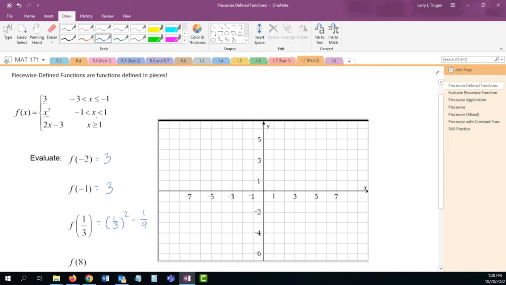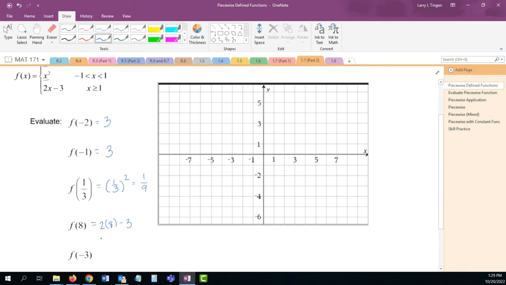And then the last one, f at 8. 8 is definitely down here in the third level. So when x is 8, I am looking at a linear equation. So that's 2 times 8 minus 3. 16 minus 3, which is 13.